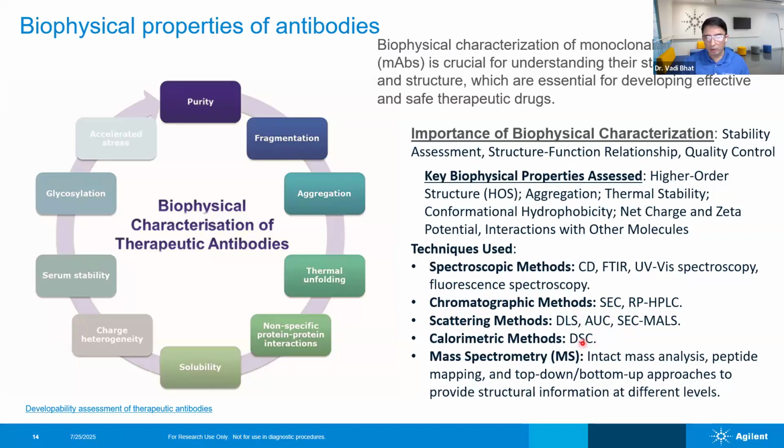Calorimetric methods like DSC. Of course, the mass spec we'll talk more on today, particularly because it's getting more and more important. It is called multi-attribute methods, and essentially one instrument can do many things simultaneously.